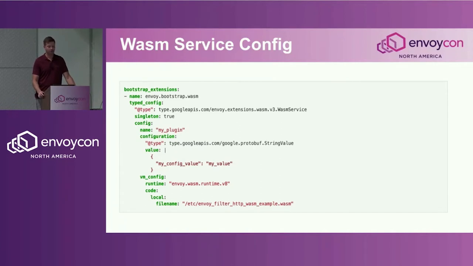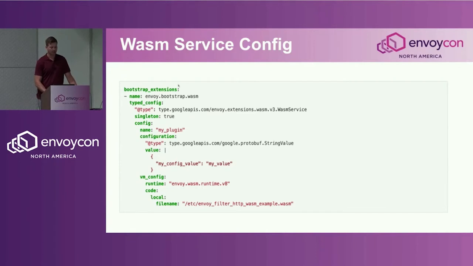Here's a configuration of the Wasm service. Again, there's only one Wasm service within Envoy, and it runs in the main thread. As I mentioned, you could have a local file name or store your Wasm module remotely. And the .wasm extension is the WebAssembly bytecode that was compiled. Here's one of the key parameters: singleton true.